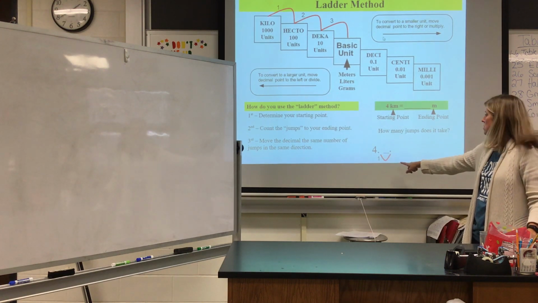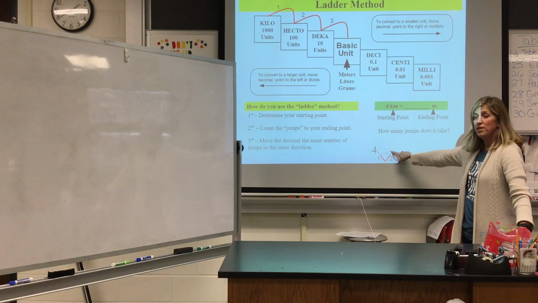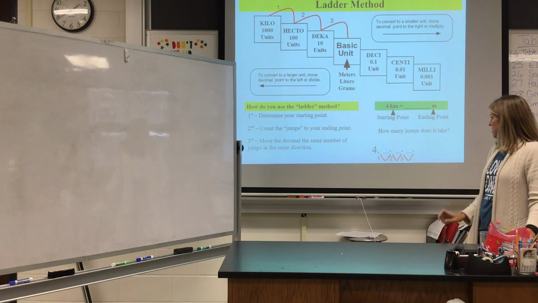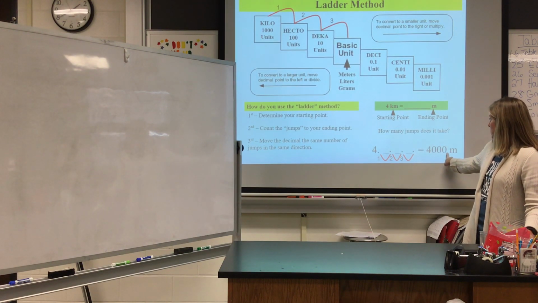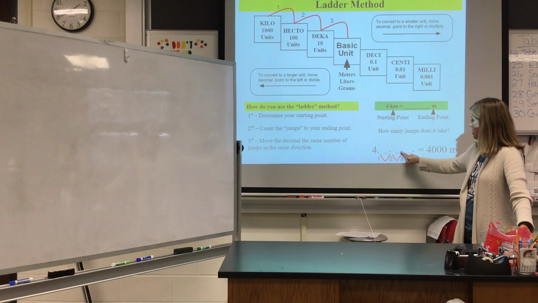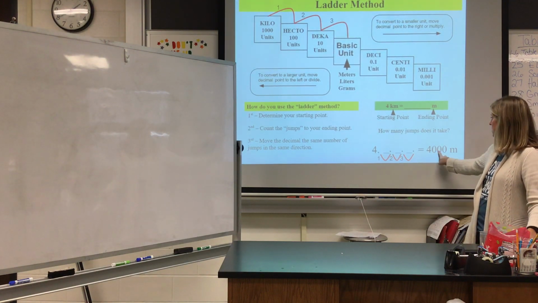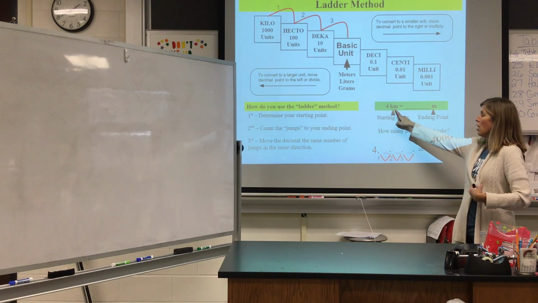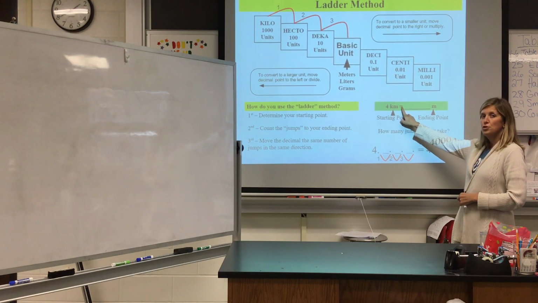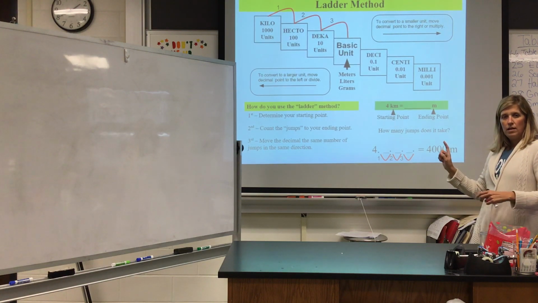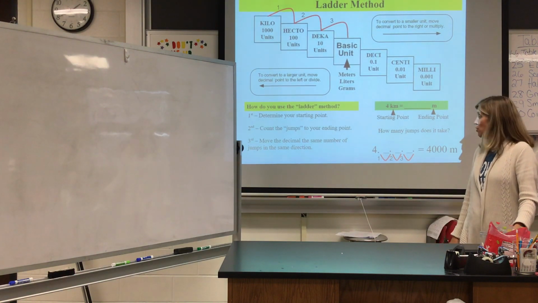1, 2, you notice I'm moving my decimal point with me. 3. When I'm done, I keep my decimal at the ending spot, the last place it jumped, and I fill in my empty spots with zeros. So my final answer is 4 kilometers is equal to 4,000 meters. And that's how you do metric conversions.